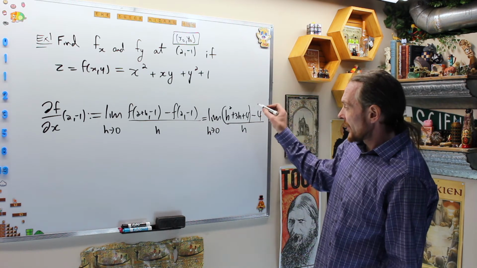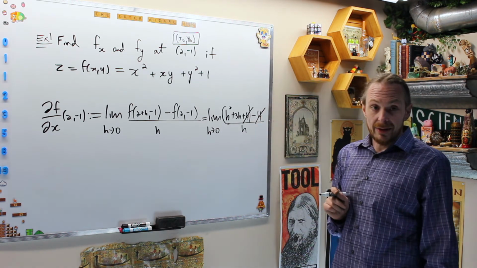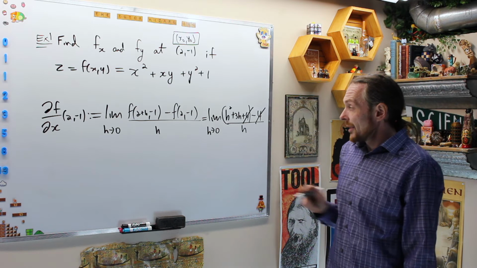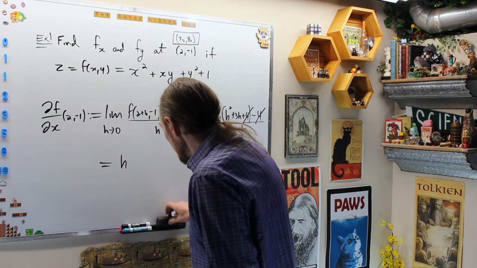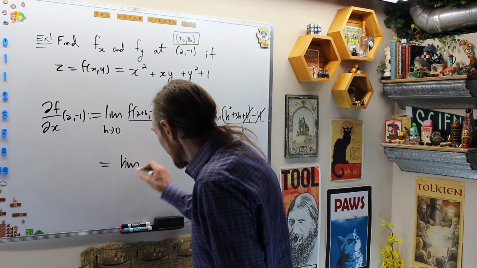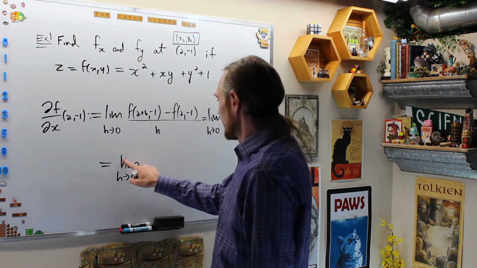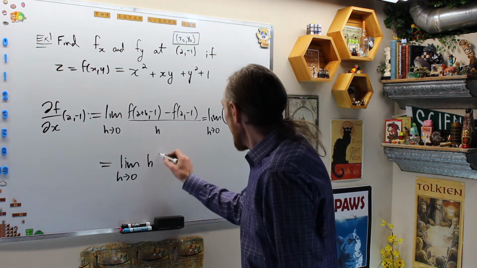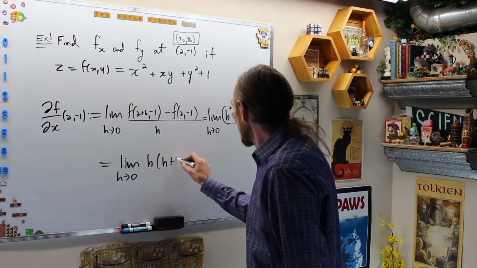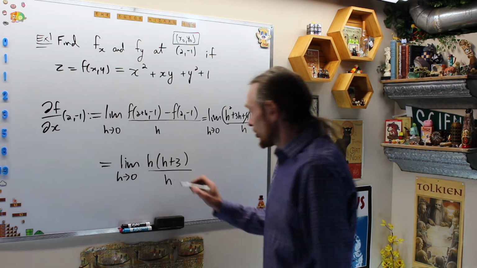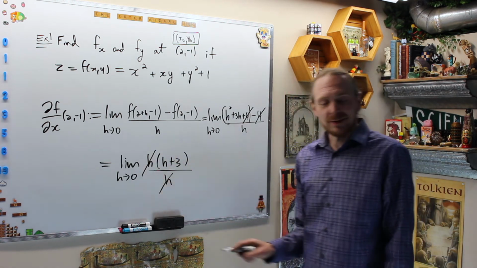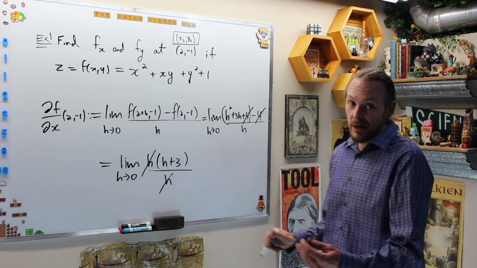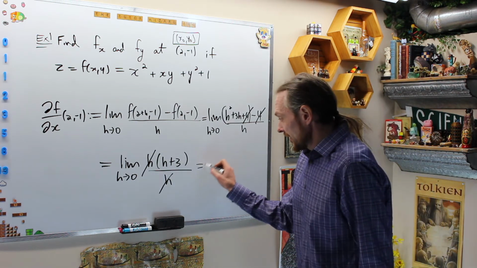Now notice, just like in regular calculus, anything without an h in it cancels, and we're going to get the limit as h approaches 0 of (h squared plus 3h) over h. Factor the h out, don't be lazy. Now that cancels, and you don't get 0, you get 1. H over h is 1. It's my favorite trick.